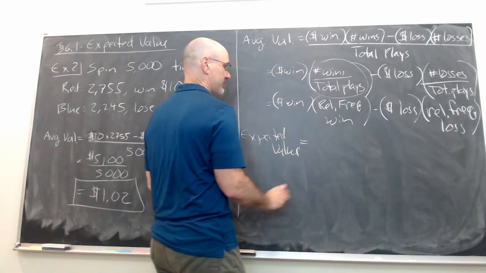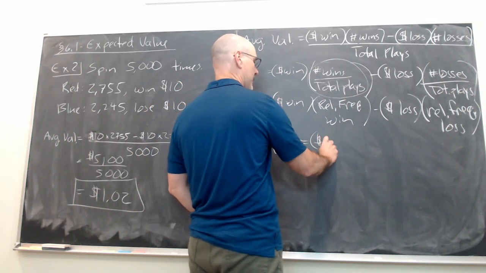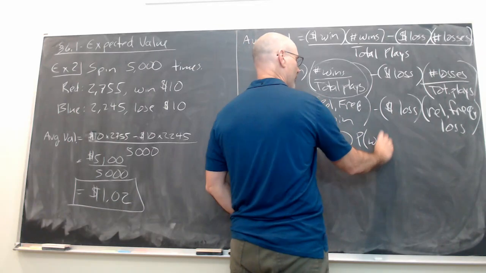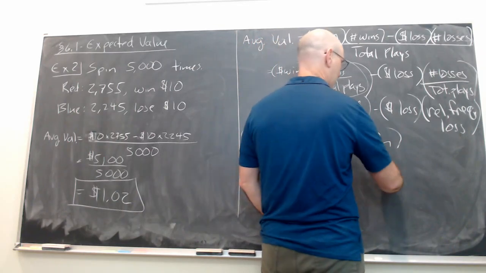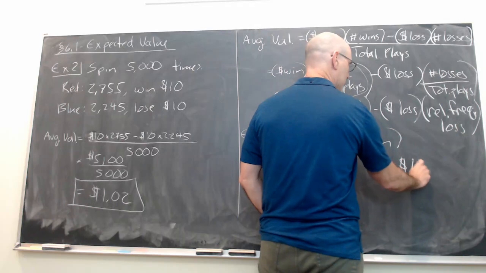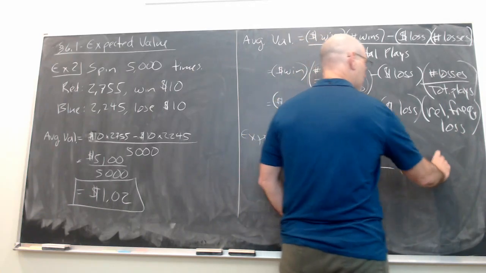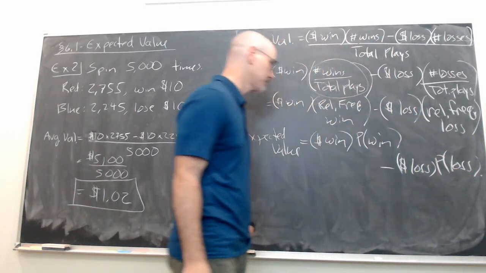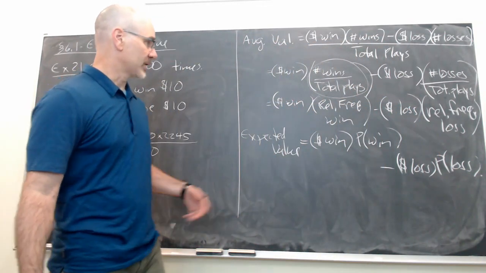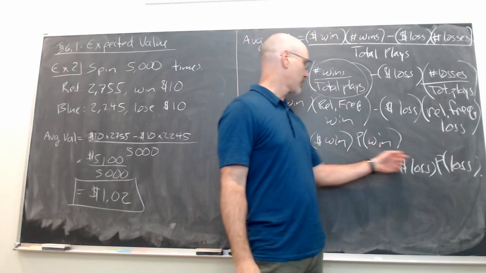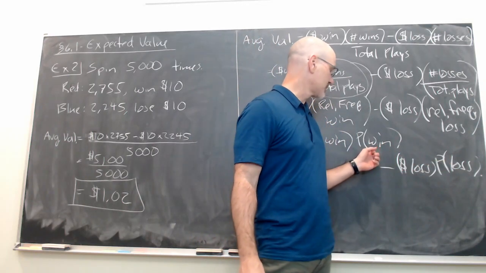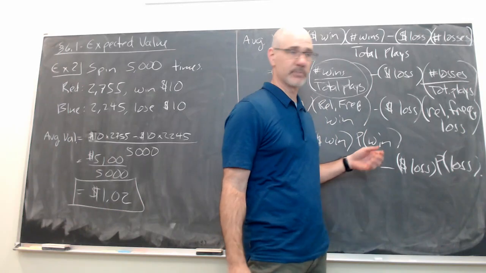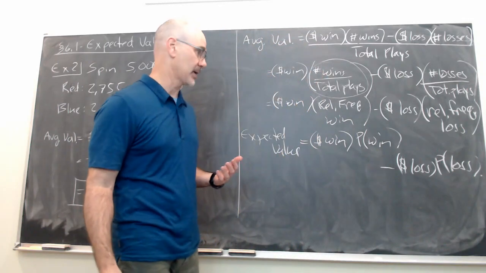And the expected value is the amount we would win times the probability of a win, and then minus the amount we lose times the probability that we lose. Well, if we know the probabilities beforehand, the probability of a win and a loss, we can use this formula to find the expected value, or the average long-term value, without ever having to play the game.